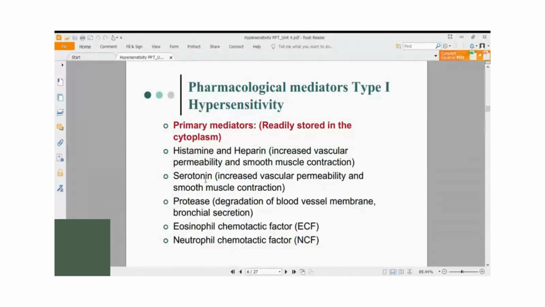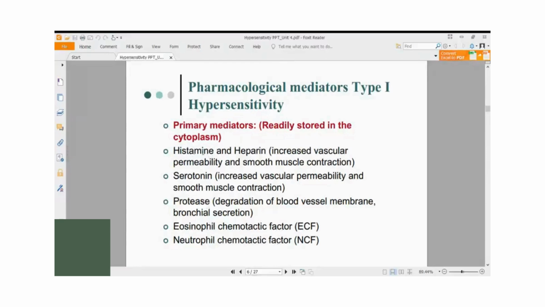Serotonin is actually a neurotransmitter, which is also called 5-hydroxytryptamine. But it is produced in the brain. And remember, serotonin is very, very important for your sleep. And it initiates sleep when it is produced or secreted in your brain. And this serotonin produced by the mast cells has adverse effects. Proteases are going to be secreted, that is there in the granules of the mast cells. And the primary mediators like eosinophil chemotactic factor and neutrophil chemotactic factor, both are secreted from the mast cells.